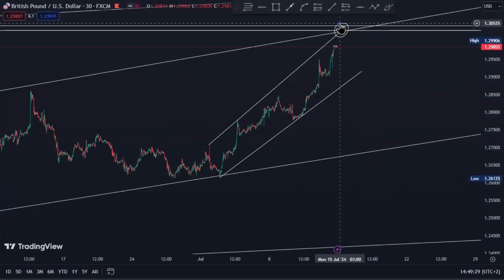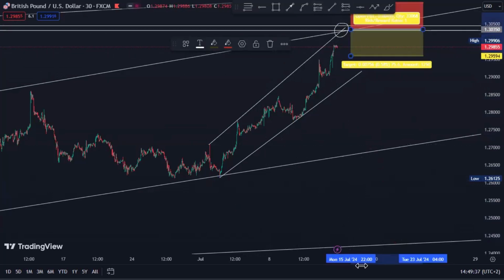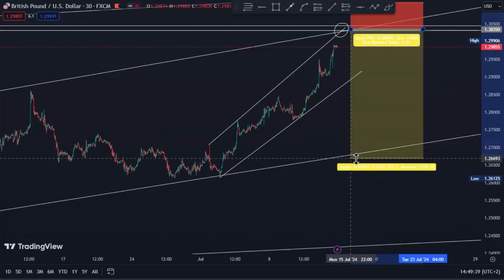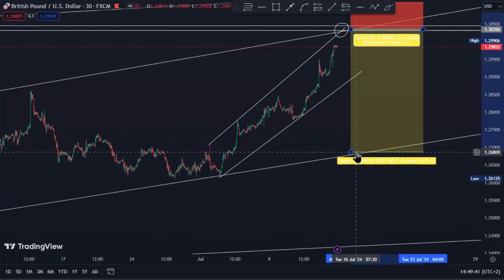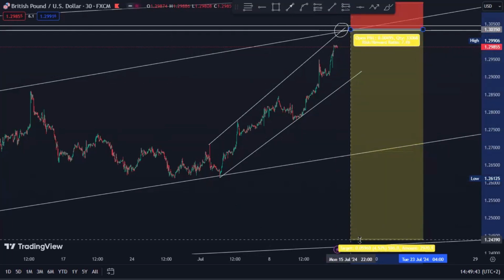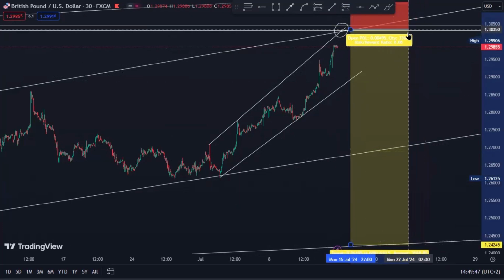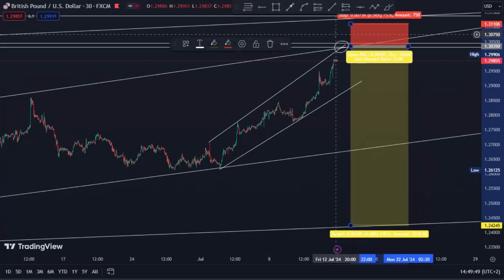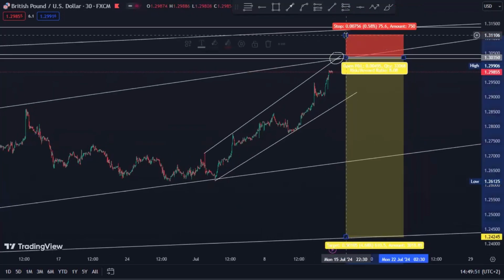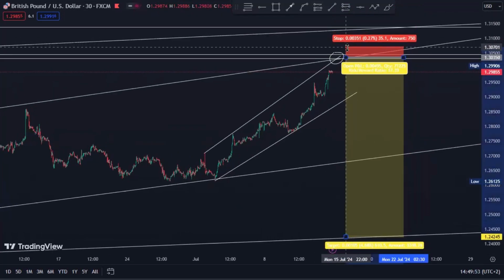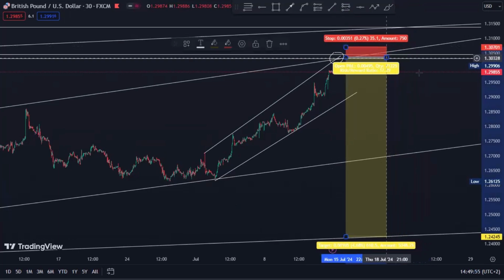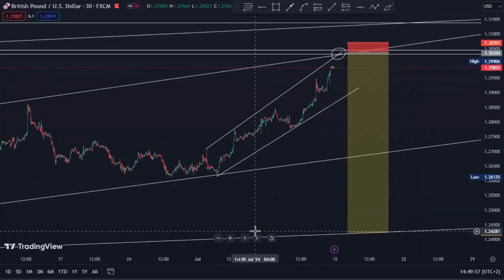So this is what we're going to do. Just going to take it from here. First TP, second TP, and something like this. Then we're just going to put it 30% above this one. So we're going to have something like this.